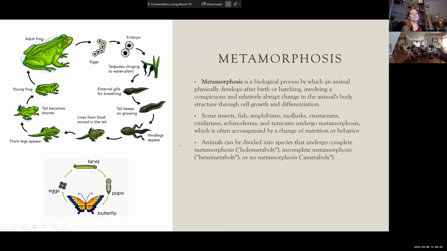And then metamorphosis, you guys know what this is. Some animals have these life cycles that go round and round and round. Some are insects, some are amphibians. These are cool. I'm going to try and find some tadpoles this spring. I'm going to go looking for them, at least some little eggs.